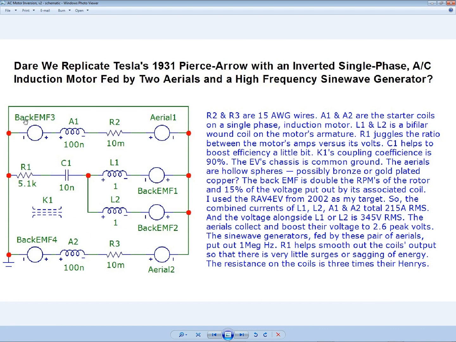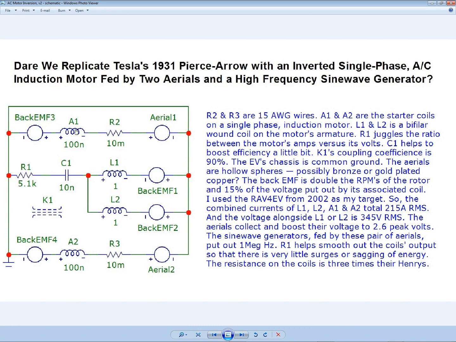Here's the schematic, and I put in back EMF on all four coils. And the back EMF I put in is 15%. I don't write it here. Oh, darn. I should have. Well, I'm telling you, it's 15% of the voltage. It's a voltage source turned around, and I have it rated at 15% of whatever the coil adjoining it is putting out.